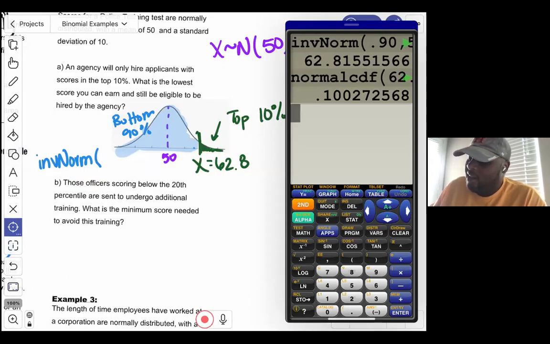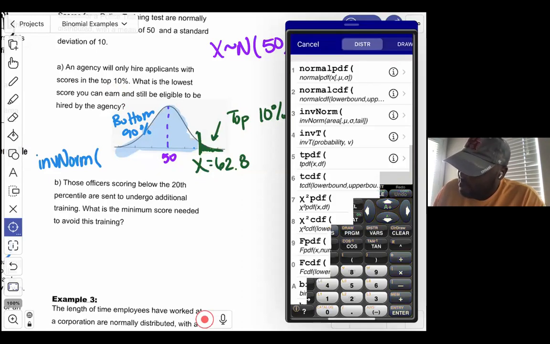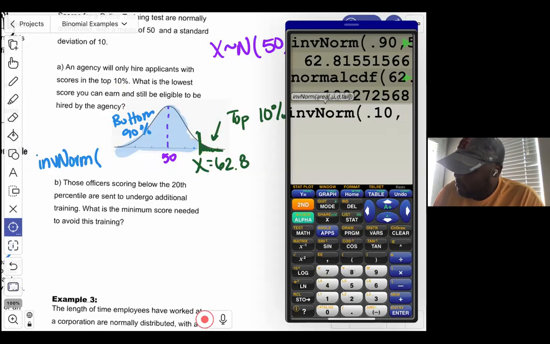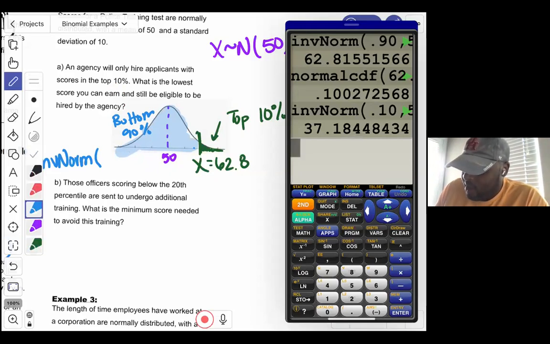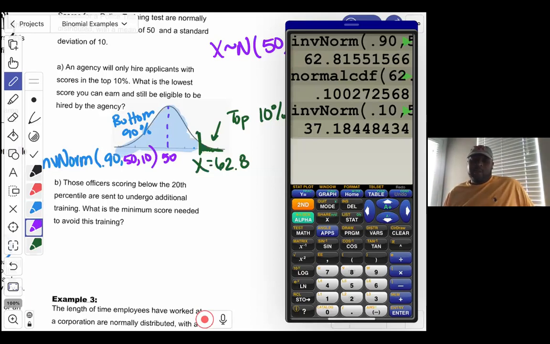So that I know that this value right here corresponds to the top 10%, because there's 10% of the area above that value. This answer also makes sense because if I want to be in the top 10%, I should get a number that is bigger than 50. If I get a number that's smaller than 50, for instance, some of you may have, when you do this problem, you may do this instead. You see top 10%, so you do 0.1, 50, and 10. If you do that, you get 37.18. Well, 37.18 is going to be on this side, which tells me that I'm not doing something correct. So be aware when you do that. You can check this to make it make sense to you. 0.9, 50, and 10. And so we get the value of 62.8.